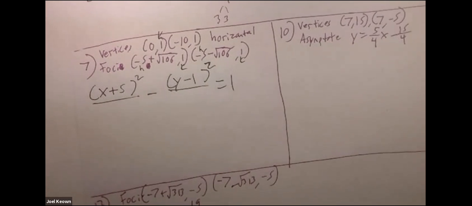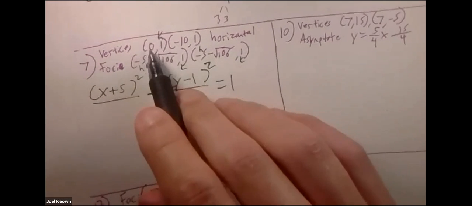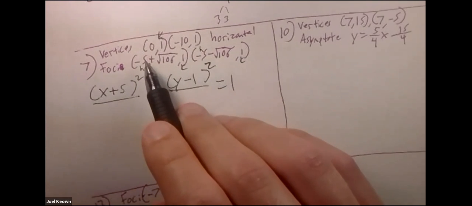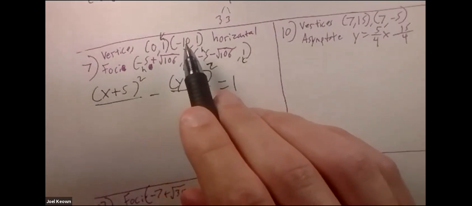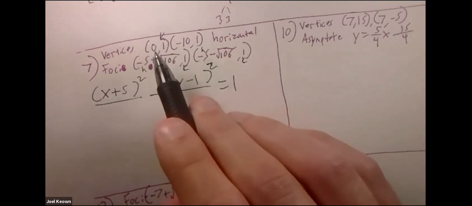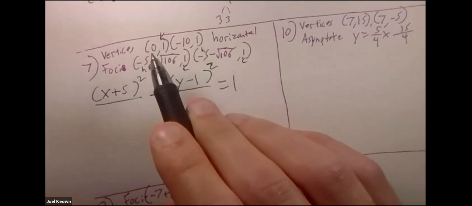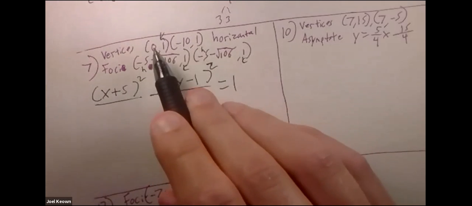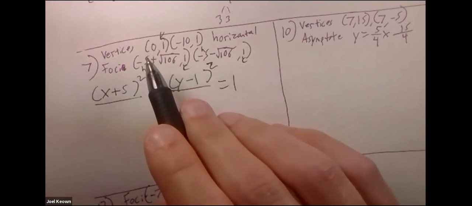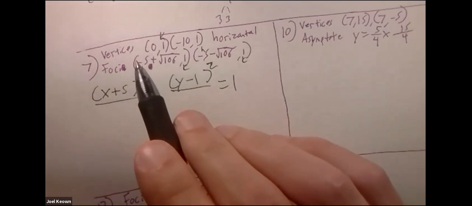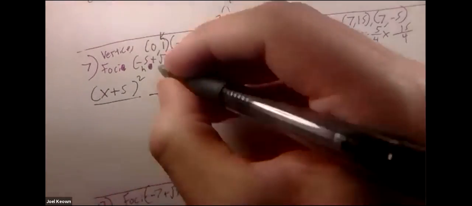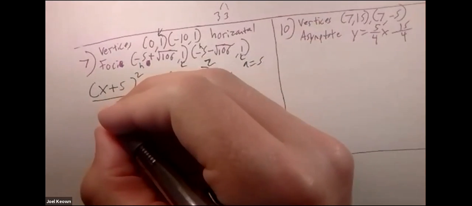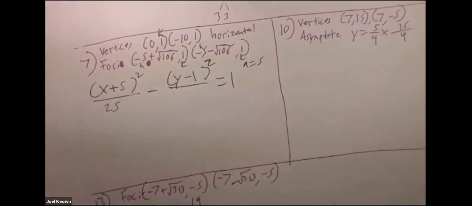What about my a and my b? Well, my vertices give me my a. My h is -5. Well, -5 is halfway between 0 and -10. Of course, my center has to be. How do I go from -5 to 0 and -5 to -10? Well, it's just 5 units. So 5 units gets me there, so my a has to be 5. a is 5. So I'll put this a squared, which is 25, here.